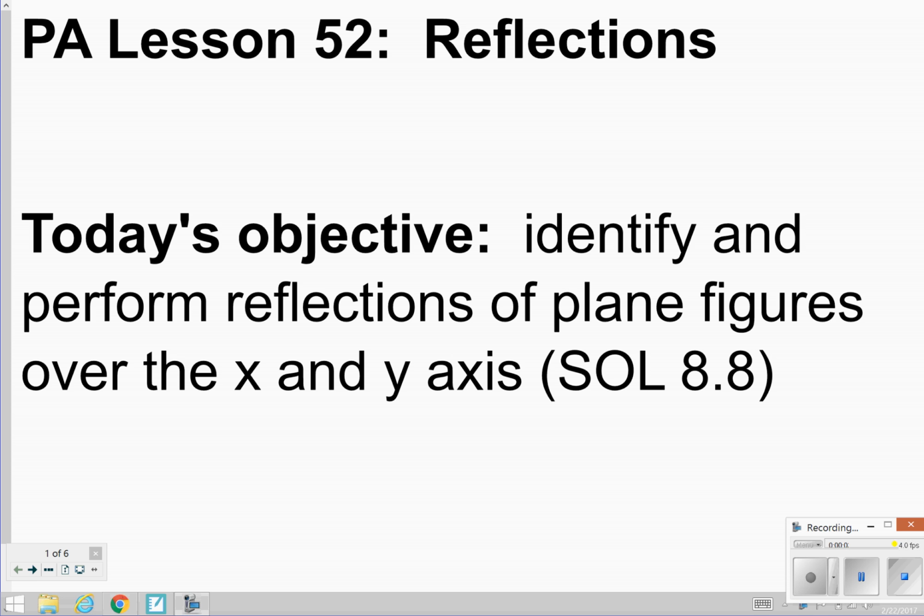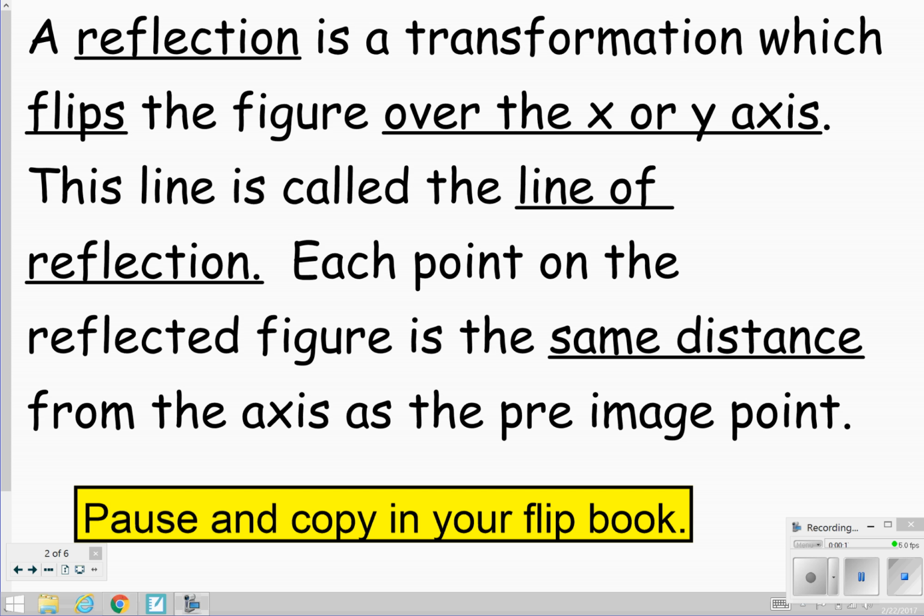This is Pre-Algebra Lesson 52, Reflections. Today we're going to identify and perform reflections of a plane figure over the x and the y axes. Okay, let's go ahead and get started.